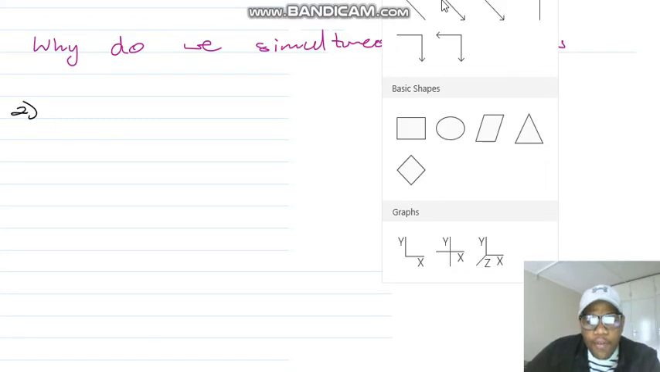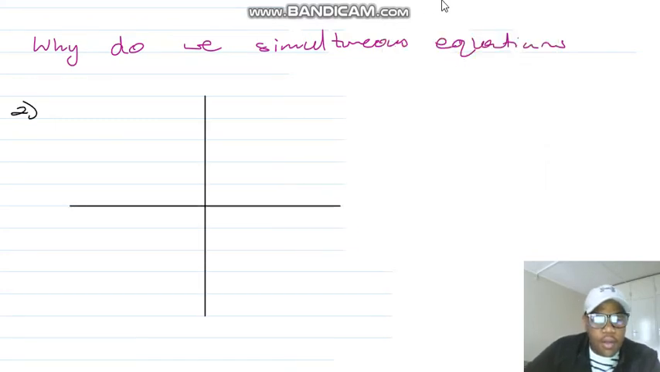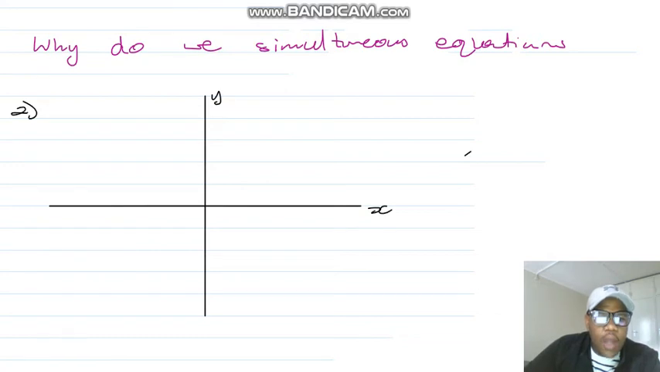And I'll draw up a function here. So suppose you have that function, that Cartesian plane, and this is y and this is x, and what you would have is a function. Say that function is y is equal to 2x plus 2, and you will have another function.